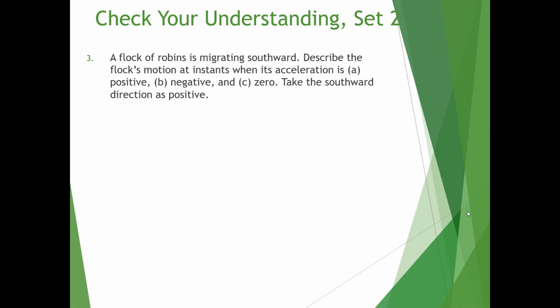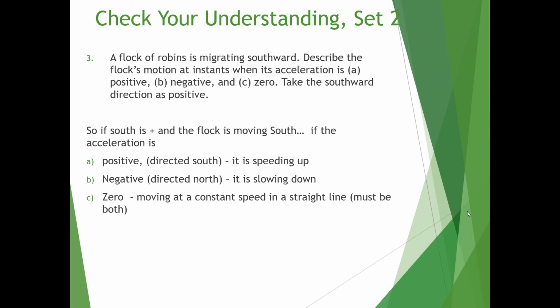Number 3, a flock of robins is migrating southward. Describe the flock's motion at instants when its acceleration is A, positive, B, negative, and C, 0. Take the southward direction as positive. So let's take part A first. If south is positive and the flock is moving south, then if the acceleration is positive, it's speeding up and the acceleration vector is directed south. If the acceleration is negative, it means they're slowing down. And if it's 0, it means that they're moving at constant speed in a straight line.